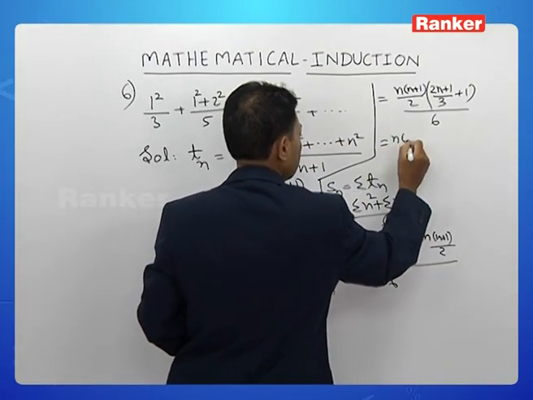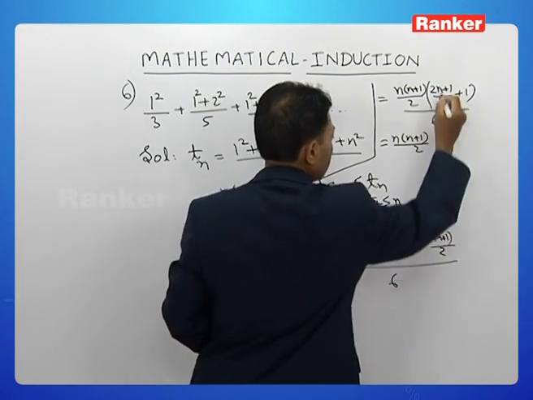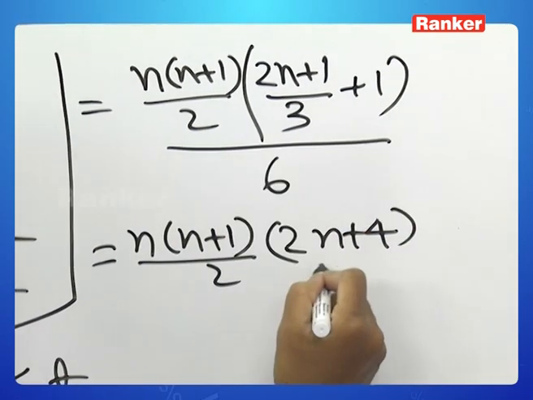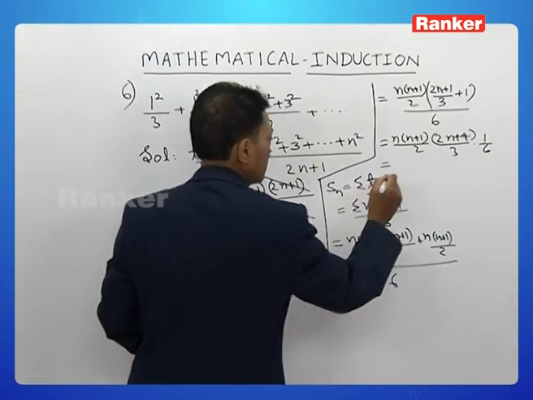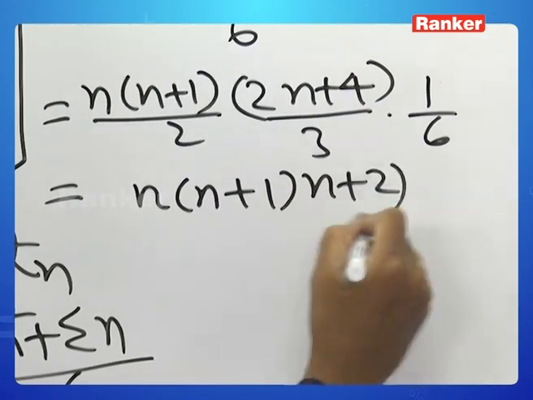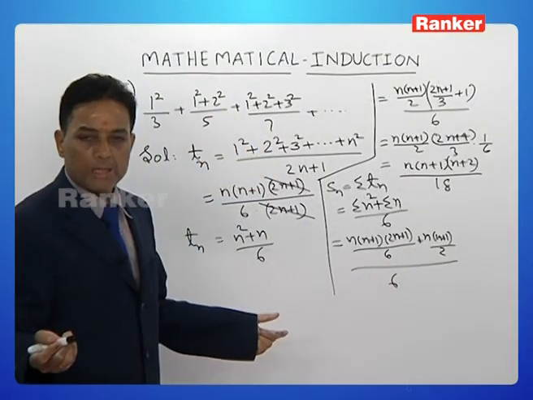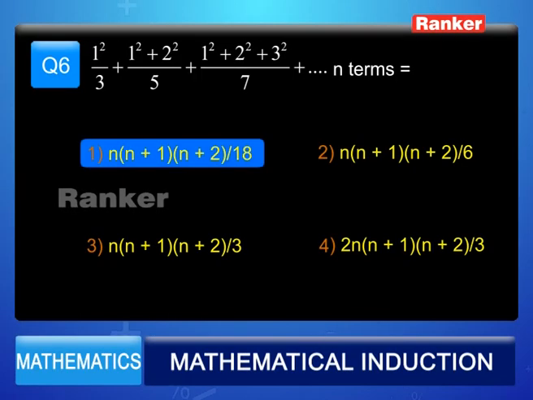Now, n into n plus 1 by 2, 3 ones are plus 1, so 2n plus 4 by 2 into 3, and of course 3 here and 1 more, 6. If you take 2 common and cancel, you get n into n plus 1, n plus 2, and the 2 got cancelled. So, 18 is left. So, what is the right option? Yes, the first option is right. You are correct. The first option is the right option: n into n plus 1 into n plus 2 by 18.